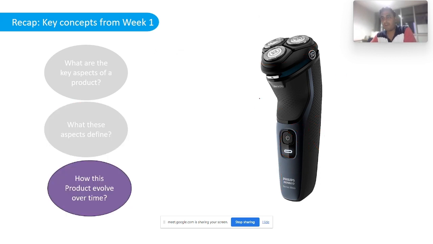Now we need to understand how products evolve over time. Products have different generations. So you need to first think about what may be a previous generation product.